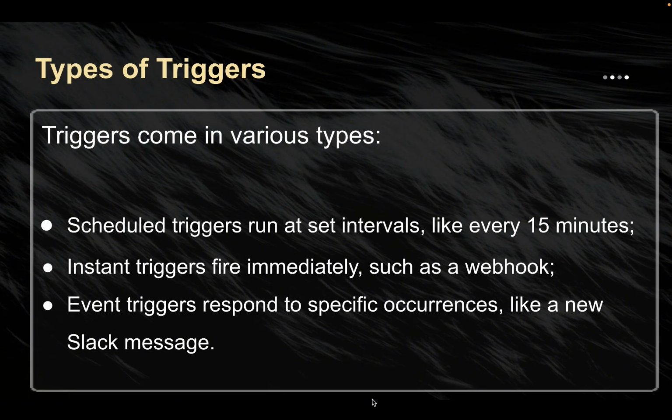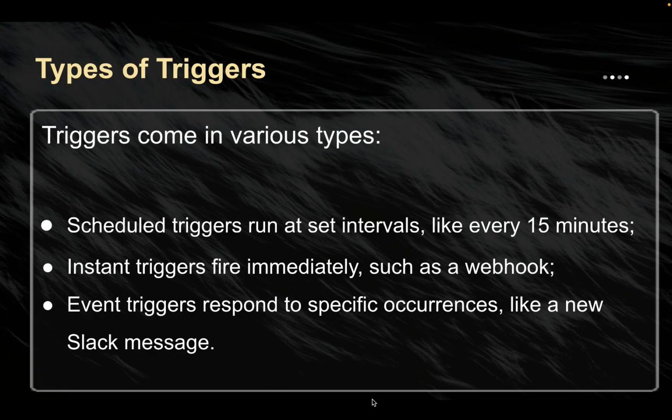Now, there are various types of triggers. The first one is the scheduled triggers, which runs at set intervals. It can run every 1 minute, it can run every 10 minutes, it can run every 15 minutes. Like in the previous video, we set our scenario to run every 1 minute. So the starting module, which is the trigger here, runs immediately. It's 1 minute, and it checks if there's a new row in the spreadsheet, then the scenario starts.